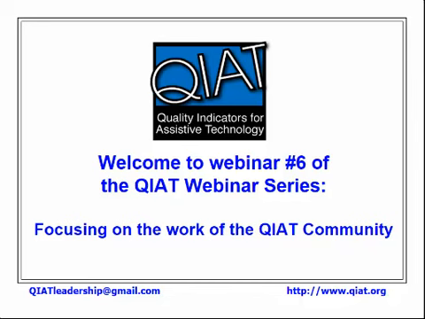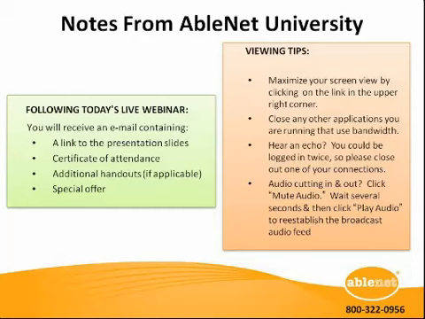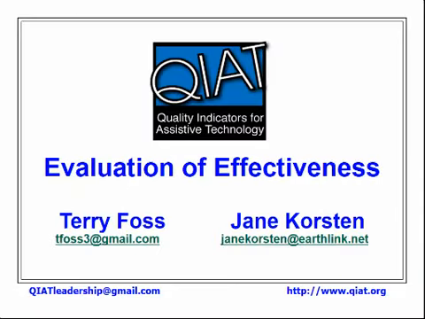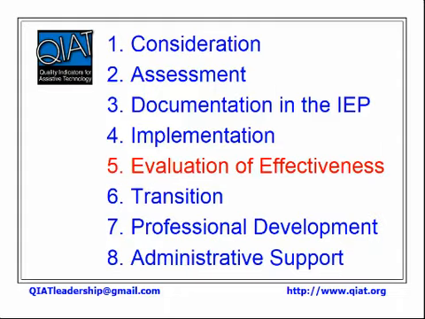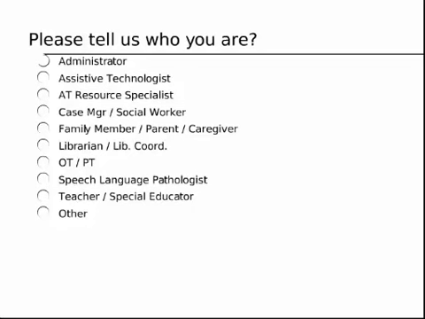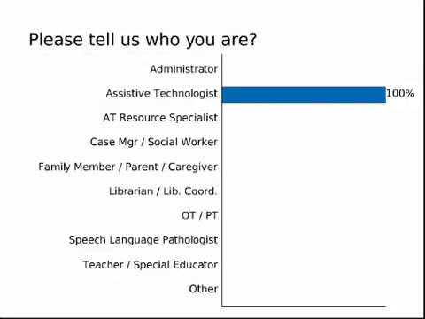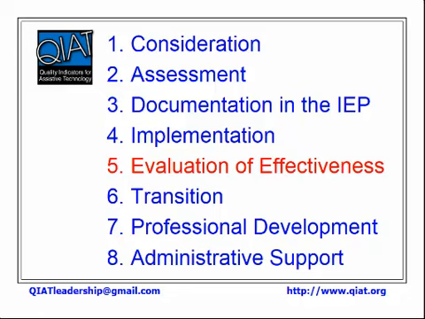So as we talk today, Terry already mentioned that this is the 6th in this series of webinars. And if you have not participated in the others, you can go back on the AbleNet resource link and listen to those webinars as well. We've talked about consideration, assessment, documentation in the IEP, implementation, and today we're going to talk about evaluation of effectiveness. There are 3 more webinars that will be coming for the last 3 areas: transition, professional development, and administrative support.